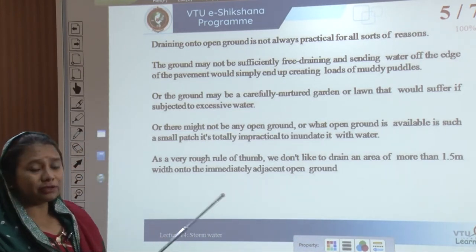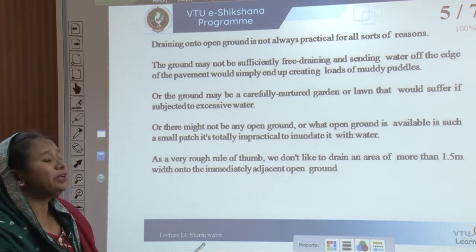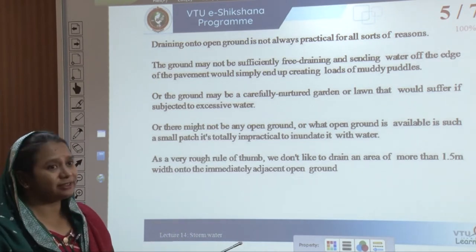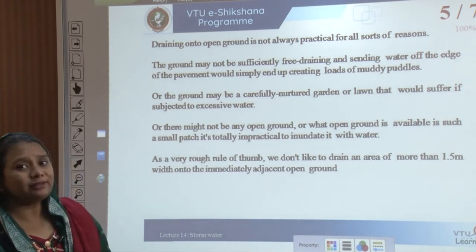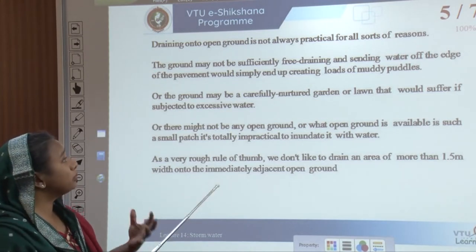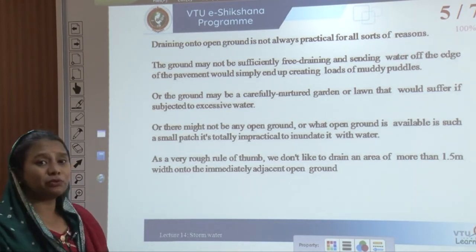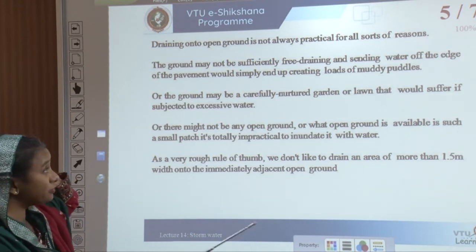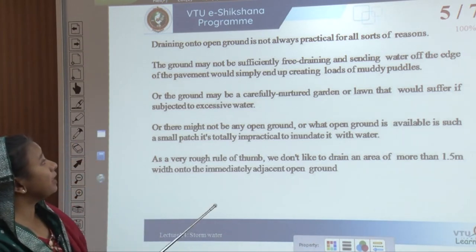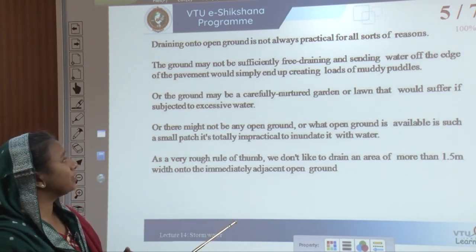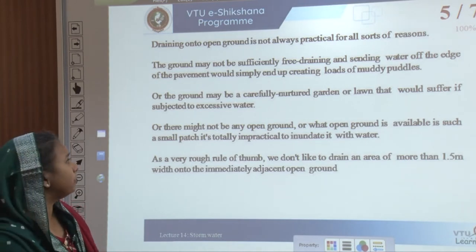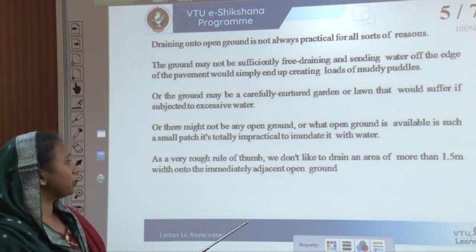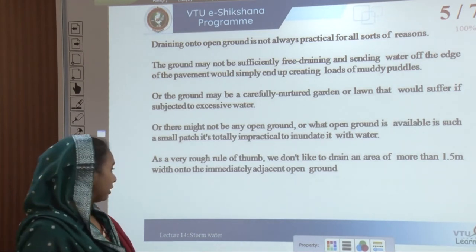As a very rough rule of thumb, we don't like to drain an area of more than 1.5 meters width into the immediately adjacent open ground. This is basic common sense when it comes to free draining. Free draining happens only within a spacing of 1.5 meters from immediately adjacent open ground, and it's not practical because it also carries muddy puddles and anything that comes out of your gardens and lawns, and the ground might suffer from excessive water, which would build up the load in the drain.